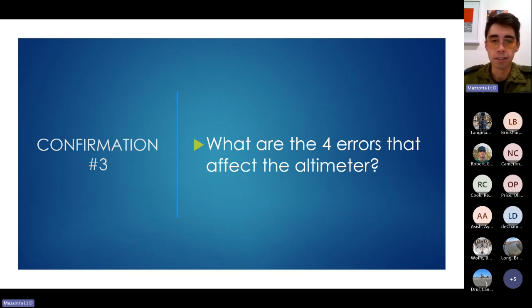What are the 4 errors that could affect the altimeter? Temperature is one of them. Good. Mountain air. Yeah, so this is where the mountain air could affect an instrument. Pressure for sure, good. And one last one. Mechanical, good.